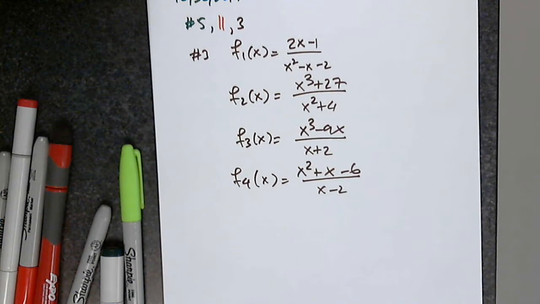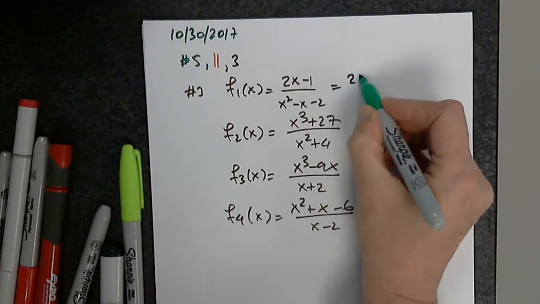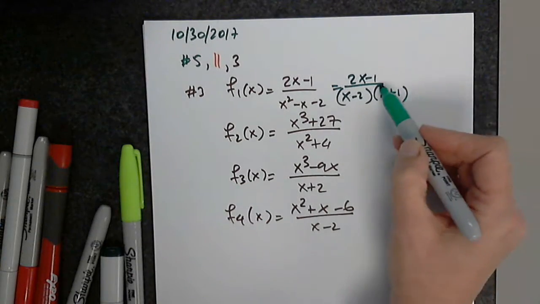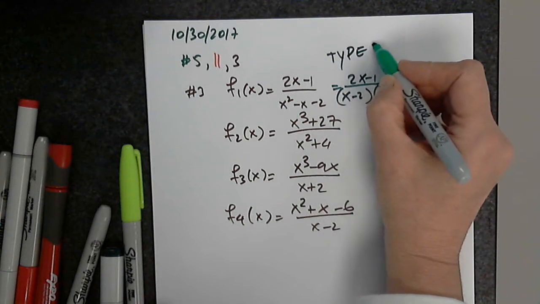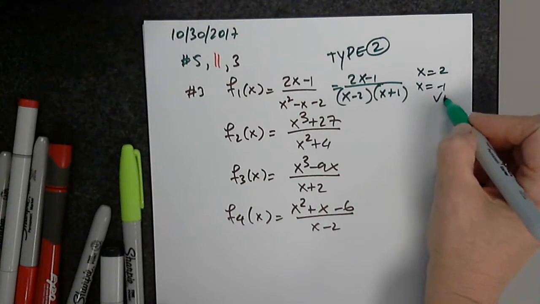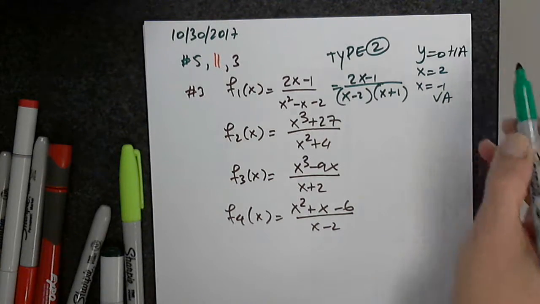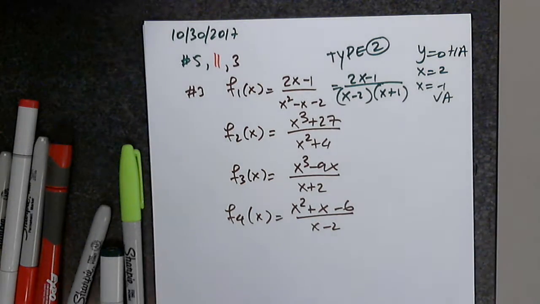Okay. So we have a bunch of questions here. But before I even read those questions, I'm going to look at the first one. And I'm going to write 2x minus 1 divided by x minus 2 and x plus 1. No factor goes away. I know immediately that this is type 2, right? I know that this will have x equals 2 and x equals negative 1 vertical asymptotes. And I know that y equals 0 will be a horizontal asymptote. I know that about f1 immediately. Would you agree?